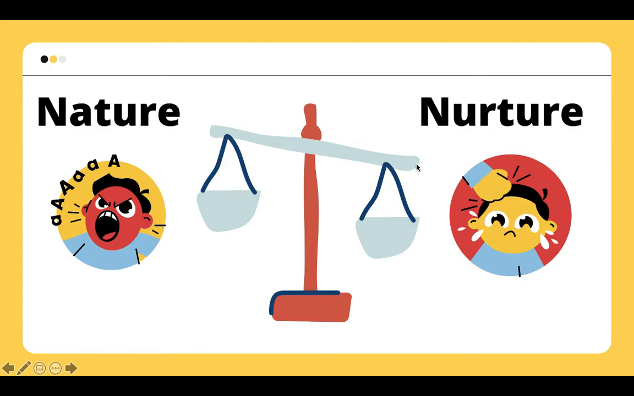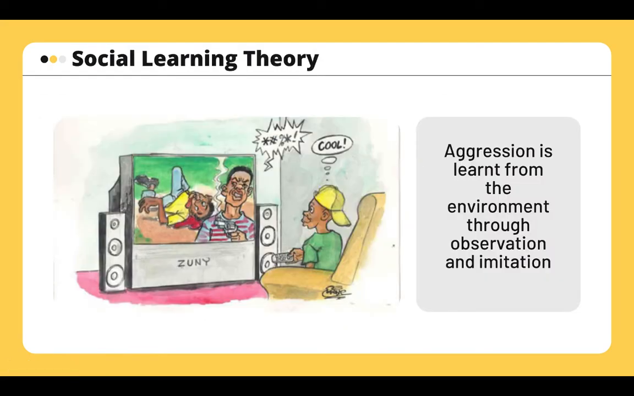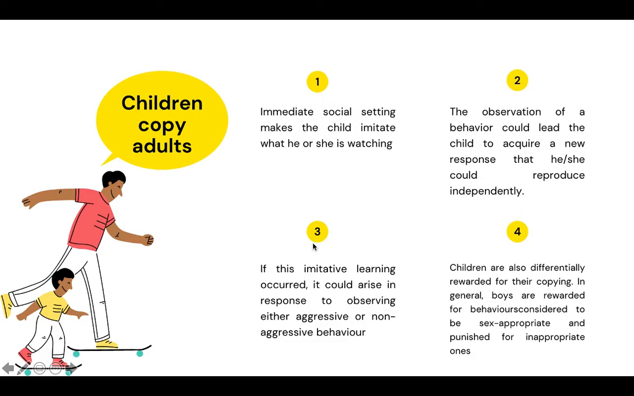Nurture. Now, looking at social learning theory, it would suggest that aggression is learned from the environment through observation. So, for example, with social media, they are observing the aggression, and then later on they will imitate. Now why do children copy adults? The immediate social setting, for example at home, makes a child imitate what he or she is watching. In a school, that's the social setting, so you are more likely to imitate your friends. But here we're going to focus on parents and kids, so on the social setting at home.